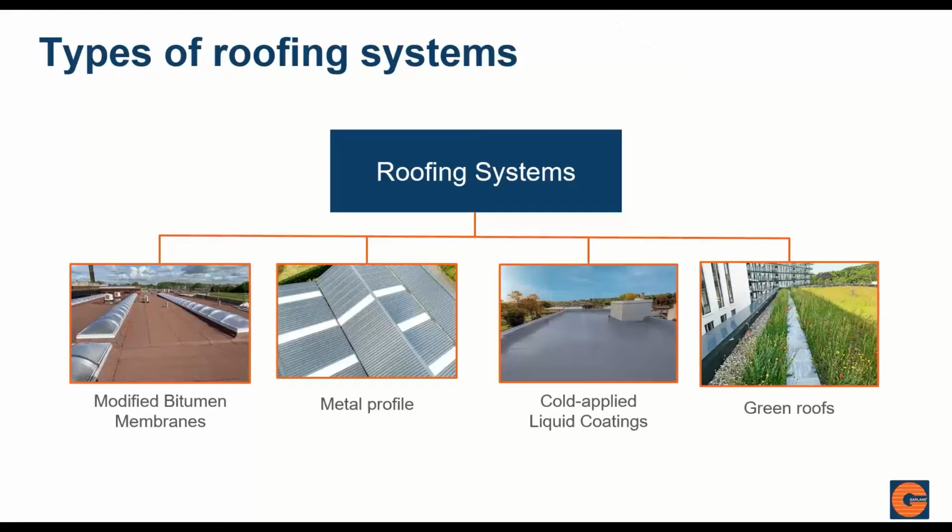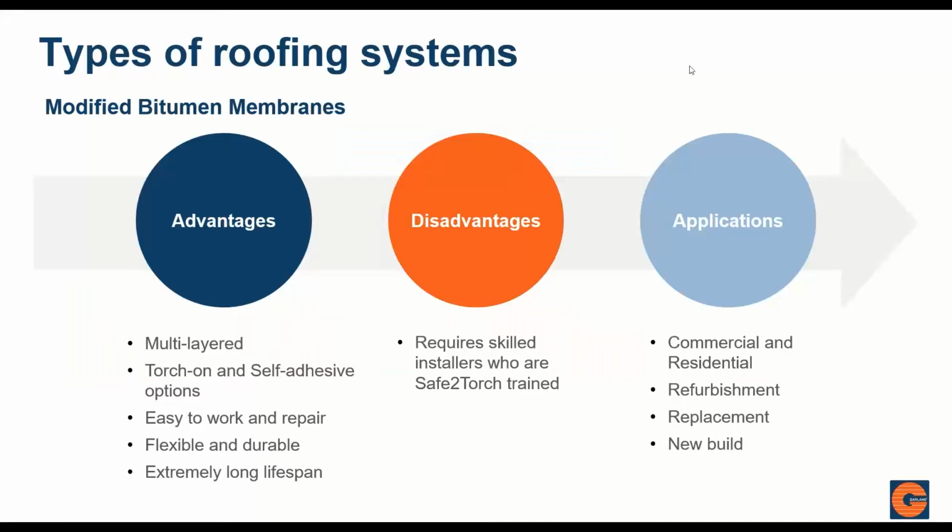So here are the 4 types of roofing systems that we'll be looking at today. We'll be looking at modified bituminous membranes, metal profiles, cold applied liquid coatings, and green roofing systems. And what we're going to do here is we're going to go through the basic advantages and disadvantages and where these systems can be applied. So firstly, modified bituminous membranes.